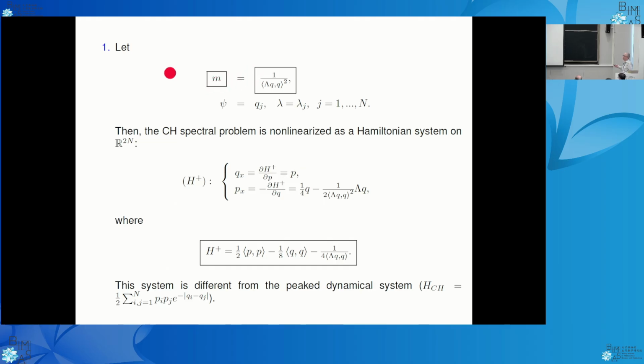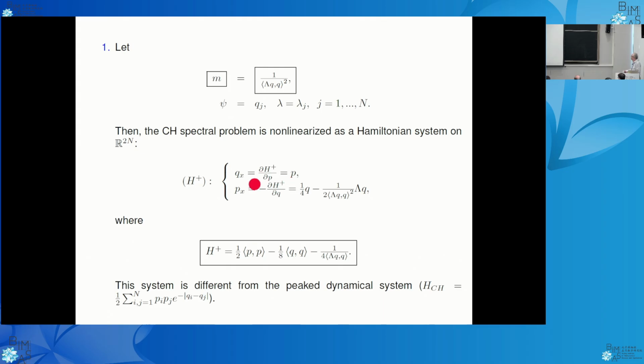Now plugging M back into the spectral problem of the Lax pair for the Camassa-Holm equation, you have this equation. So I put Qx equals P, Px equals minus this part, exactly corresponding to M. Because you plug M into the original, now it's plugging back into the spectral problem.